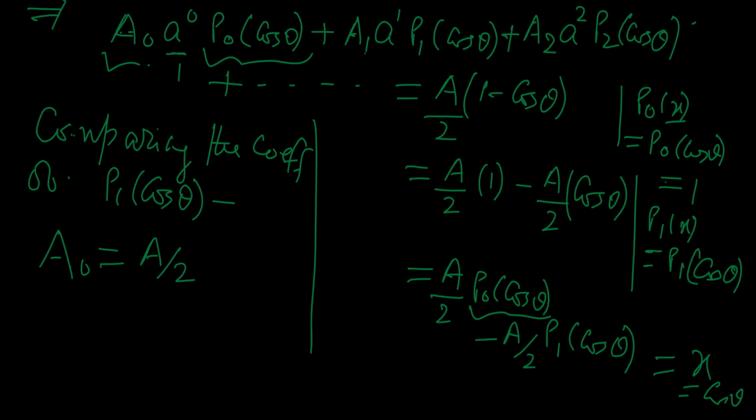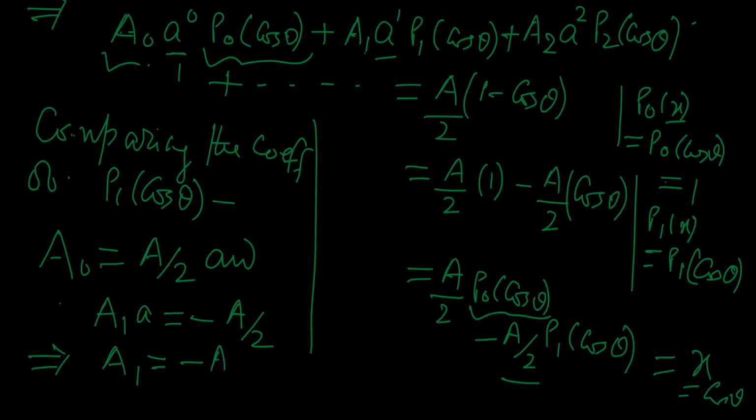And A1 into a, see here, a to the power 1, so this is simply A1 a. This will be equal to minus A by 2. And from here what we get? A1 is equal to minus A over 2a.